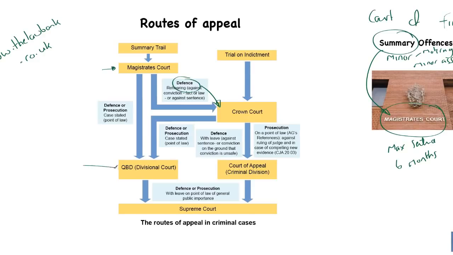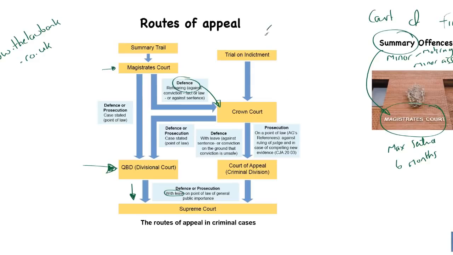If the defence or the prosecution decide that at the Queen's Bench Division they didn't get the result that they think they should have, both can appeal to the Supreme Court, the highest court in the land, on a point of law of general public importance. And they can only do that with leave, which means that they have to ask permission. Only on the Queen's Bench Division's permission can they appeal to the Supreme Court, and it has to be on a point of law of general public importance.